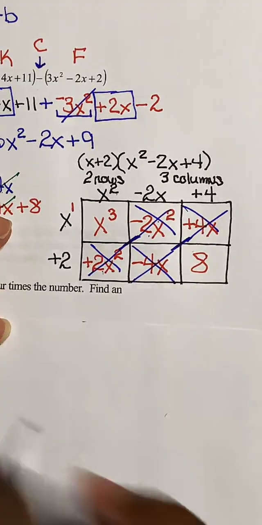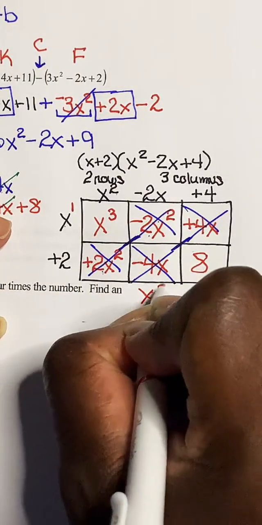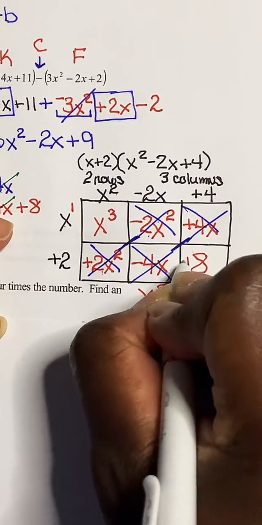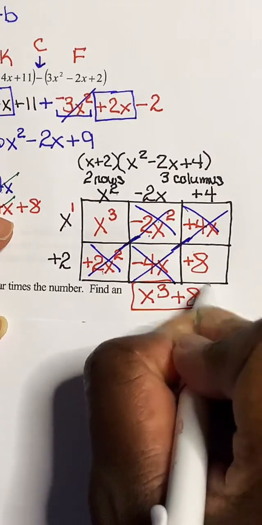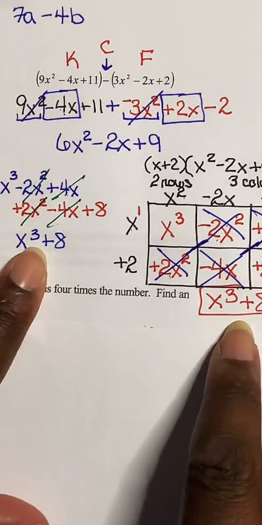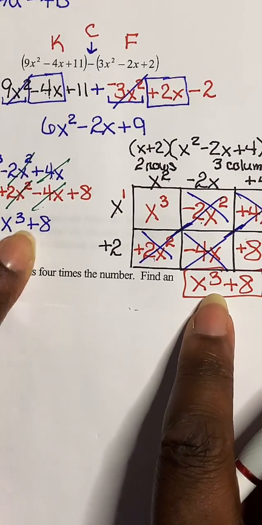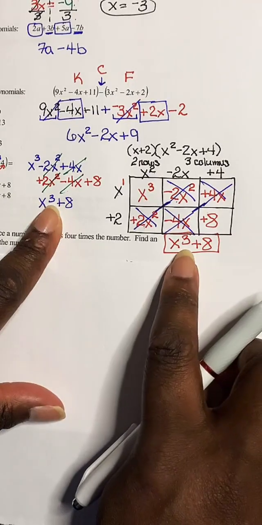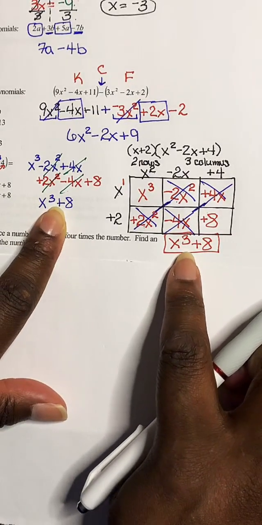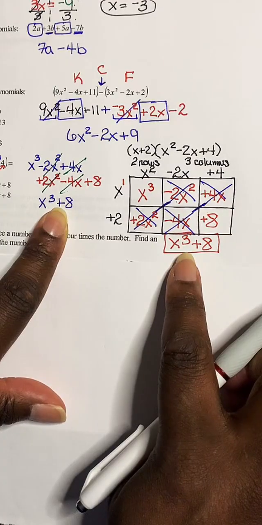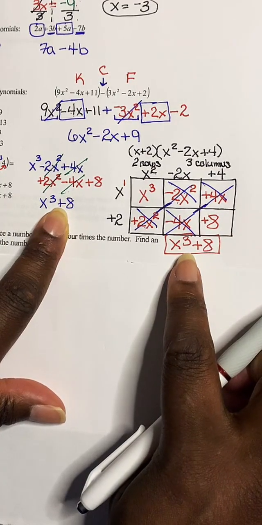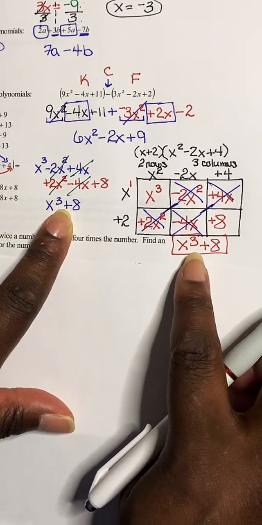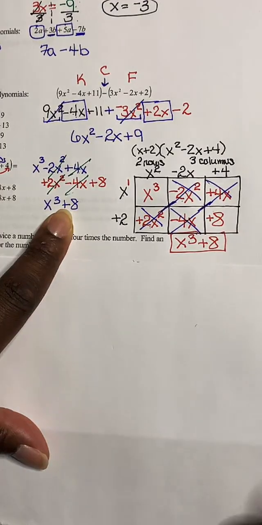So they will cancel out. They will give me zeros. And I don't need the placeholder of 0x or 0x squared. It's not necessary. So what's left over is my x cubed and my positive 8. Forgot to put the plus sign there. And if you notice, you get the same answer. Okay, so you get the same answer.